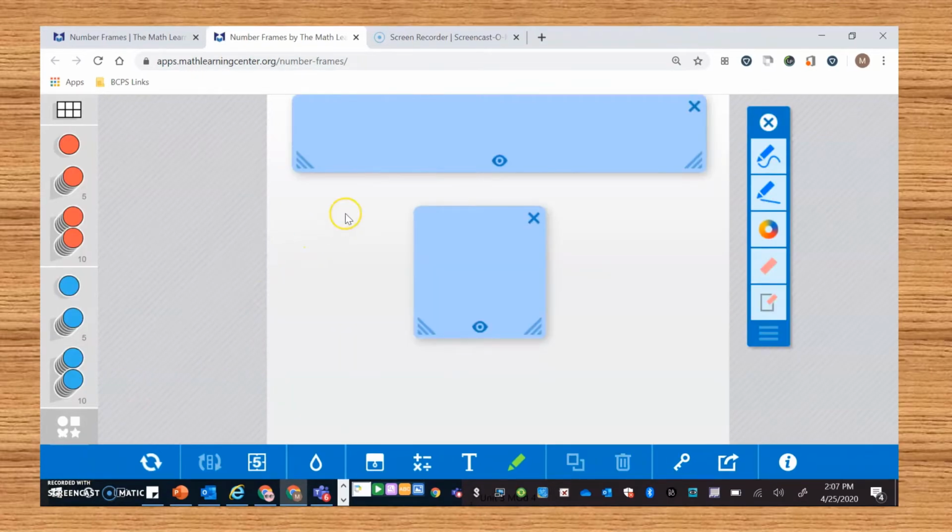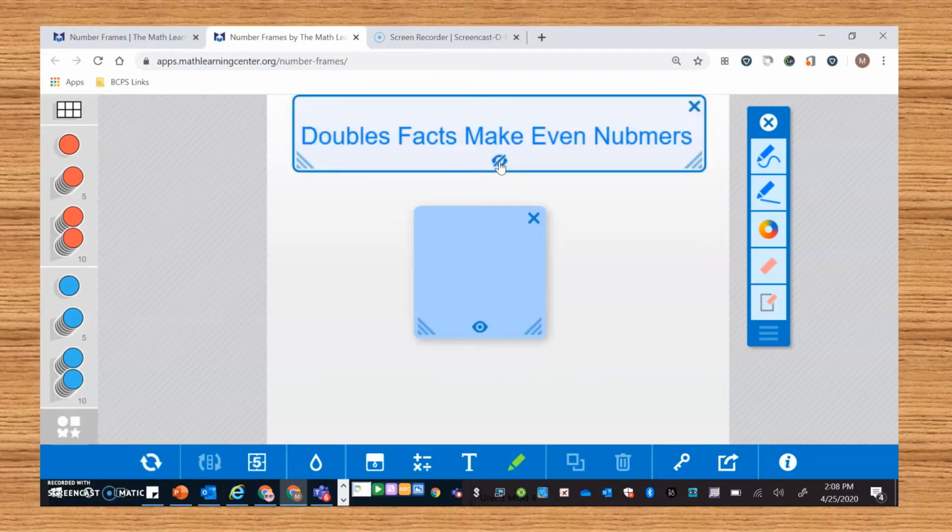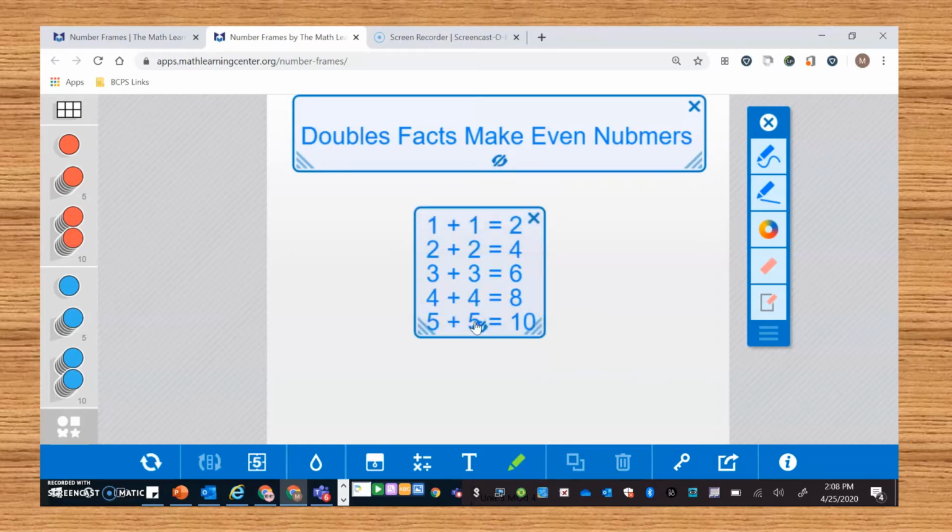Here's another way that we can make even numbers, something that you guys have worked on when adding your numbers. Doubles facts. We all know our doubles. So let's look. Our doubles facts make even numbers. So here's our doubles. 1 and 1, 1 plus 1 equals 2.